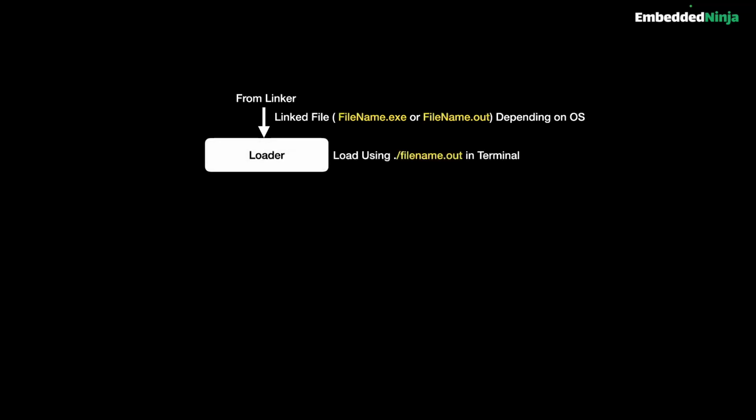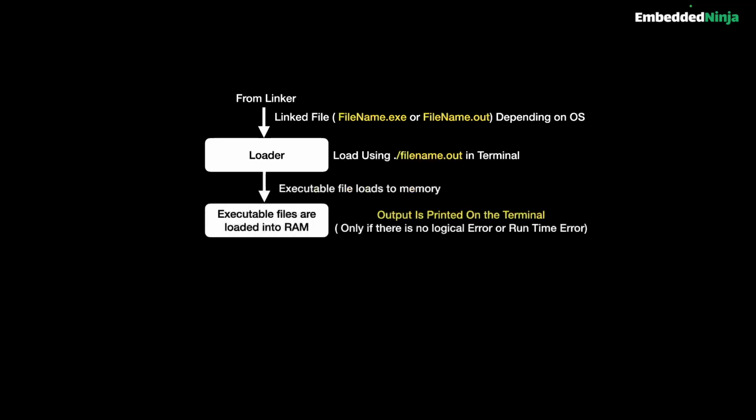After producing the .exe or .out file, it cannot directly run on the platform. Here in this stage, the loader comes into the picture. As a user, we need to run the .exe or .out file. To run that, there's a command called ./ followed by the file name, .out or .exe depending on our operating system, in the terminal. Once we give this, it will take the executable file and load it into RAM. The output can be seen in the terminal if it is a console-based application.